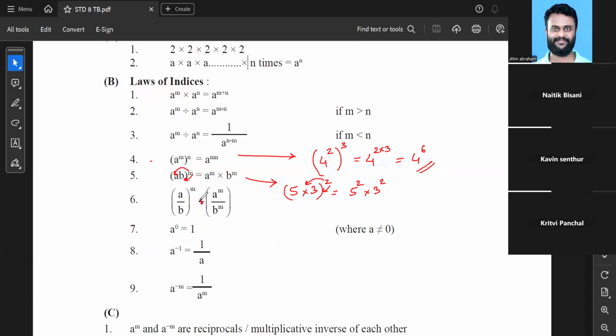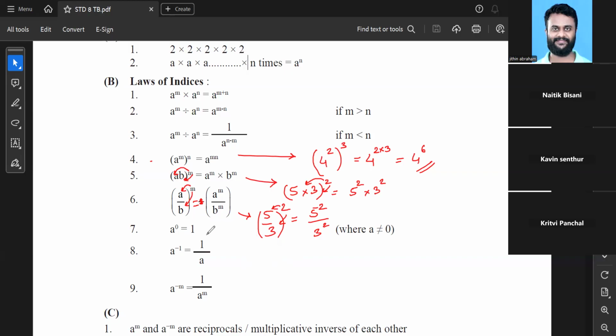The same thing goes for division as well. By the way, this symbol is an error. It's not a division symbol. It should be an equal to symbol. Just like when two numbers multiplied with each other have a common index, that index can be distributed to both of them, similarly in case of division, if two numbers are divided and you have a common index, this index belongs to both of them. So it is a raised to m divided by b raised to m. For example, 5 upon 3, the whole raised to 2, you can write as 5 raised to 2 divided by 3 raised to 2. It goes to both. Clear?